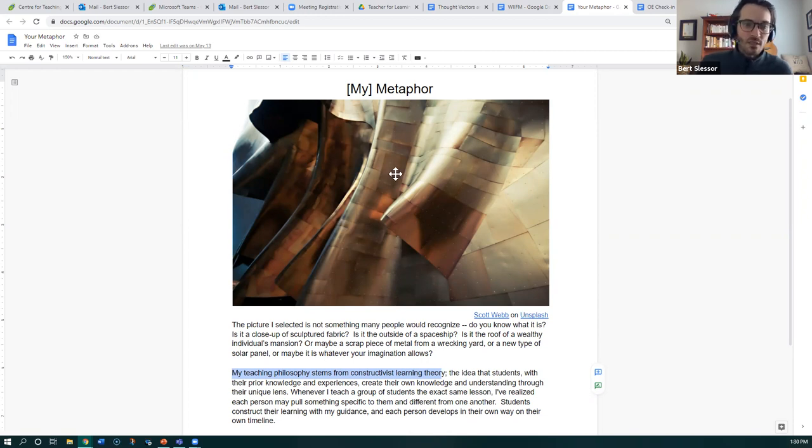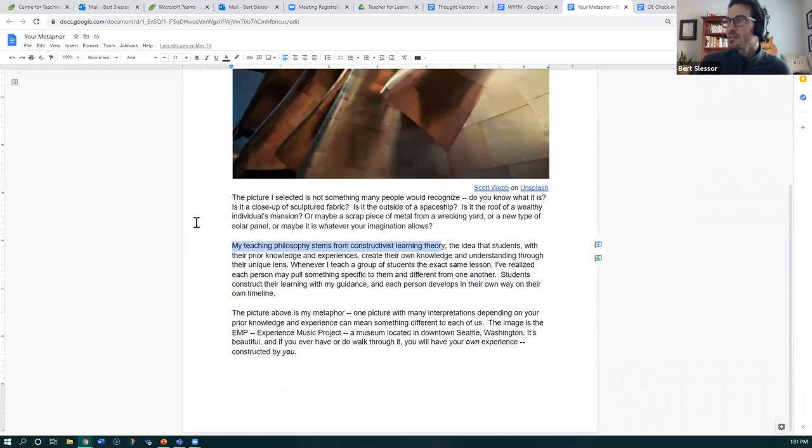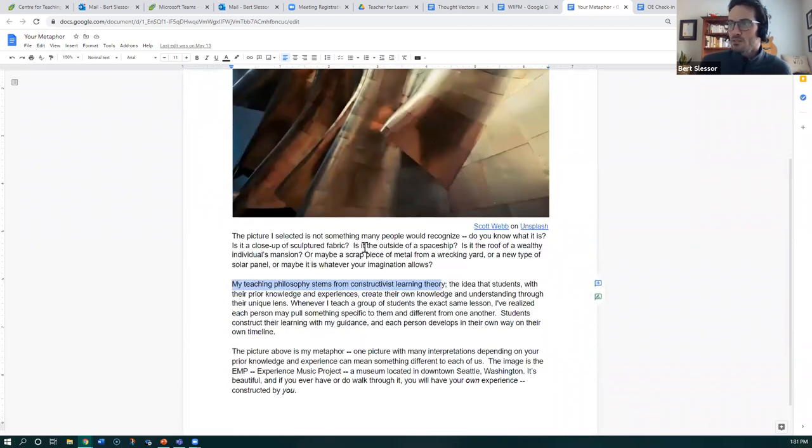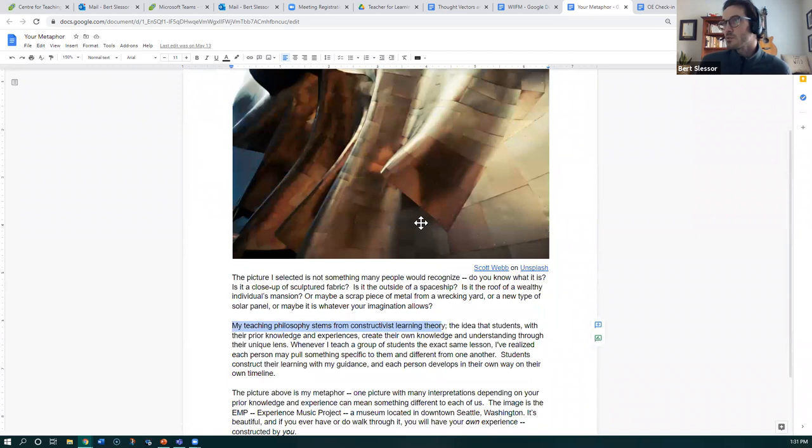If anyone's been to the EMP in Seattle, this is an outside shot of the Experience Music Project, which is kind of a great architectural piece for a museum. So that's just one example of what the metaphor activity might look like with an image and a little write-up. And then that's something that you can submit to the activity bank. And you might not need to write this much. You could write less or more, depending on how you relate it to the activity.